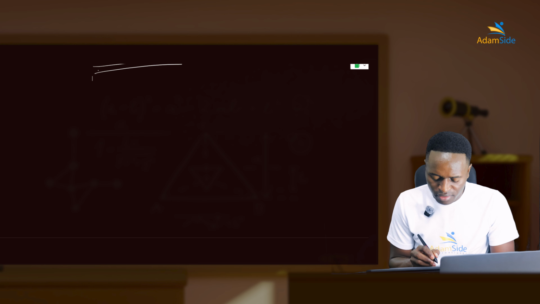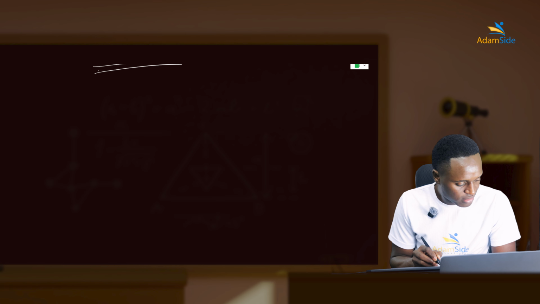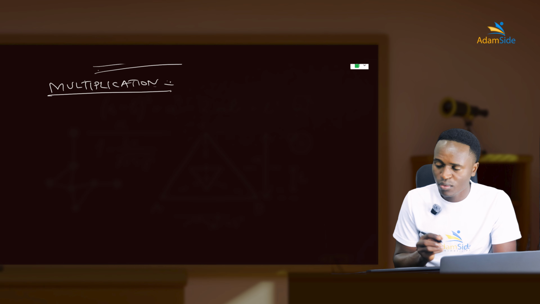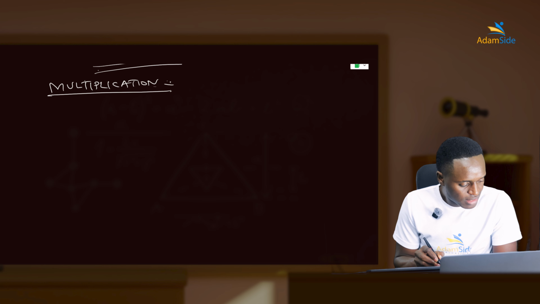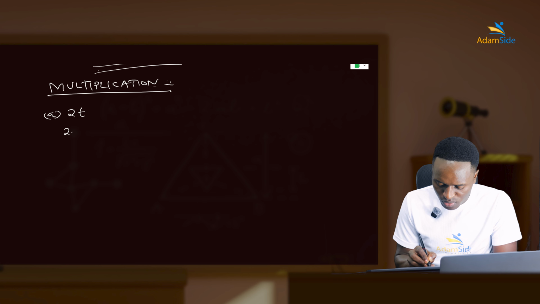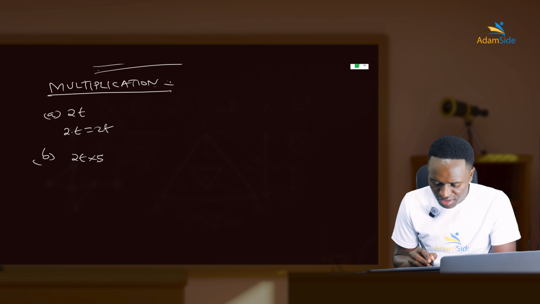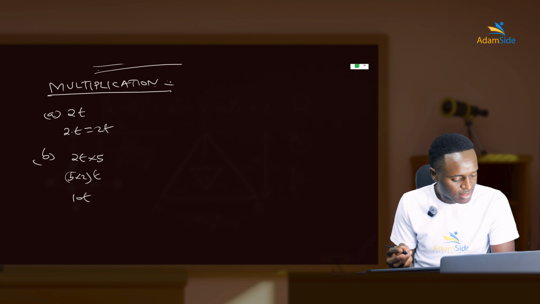In algebra we can also expand. Application in algebra is very important. How can we multiply? We can say 2 times t is 2t. You can as well have 2t times 5. You multiply the coefficients, 5 times 2, and keep t. You have 10t. That's easy.